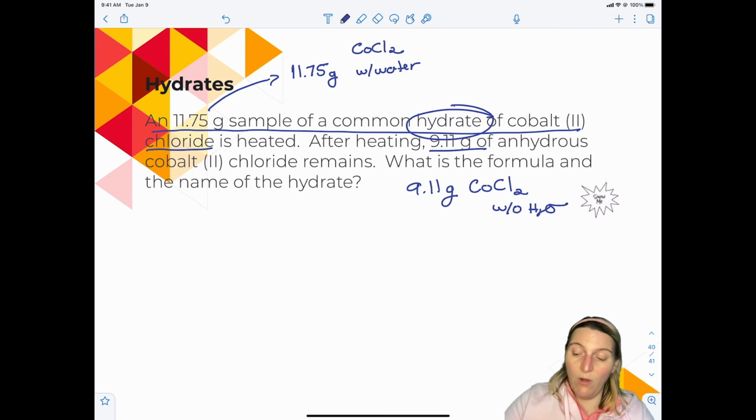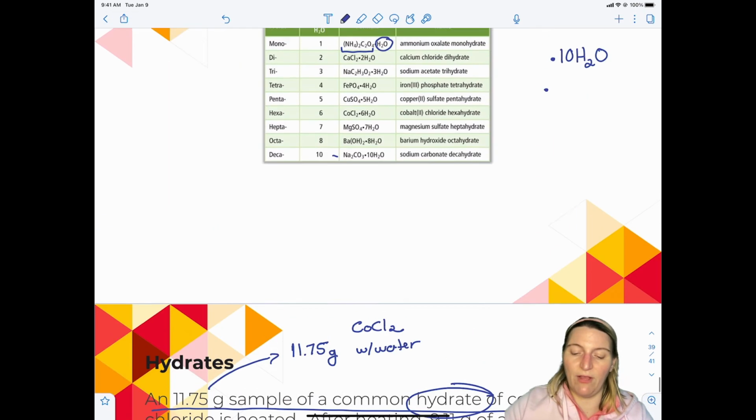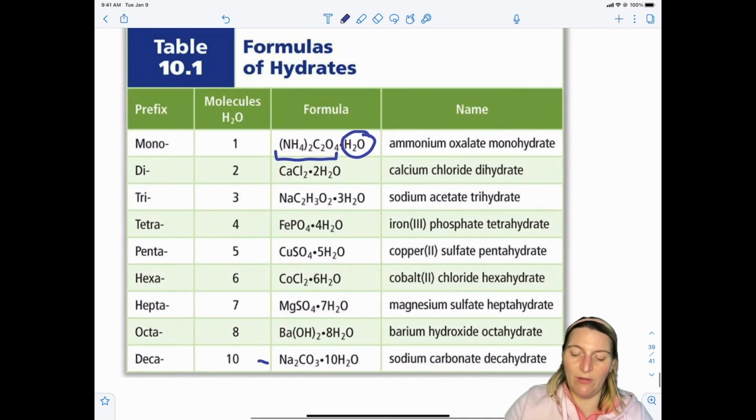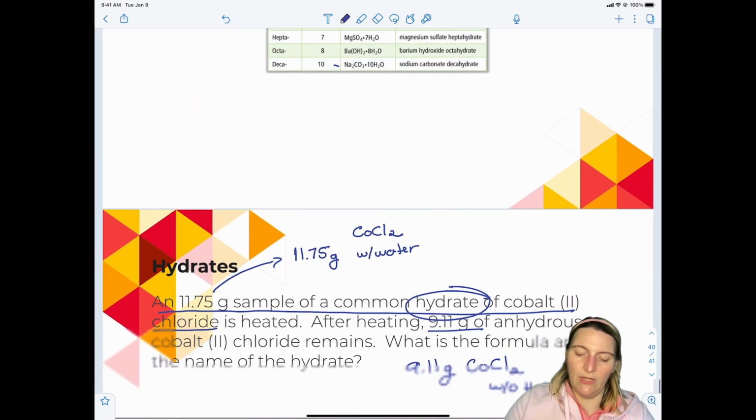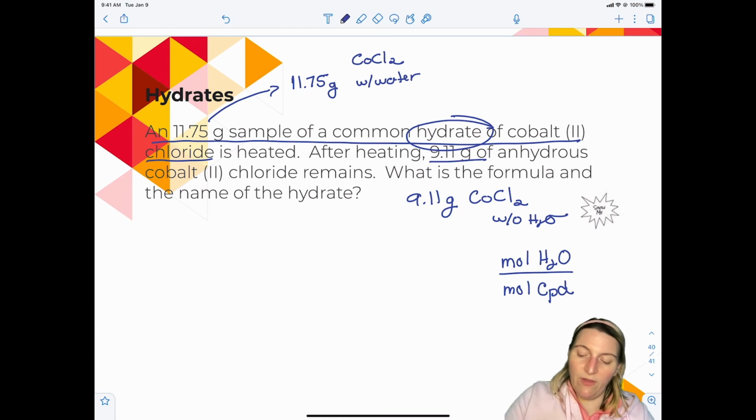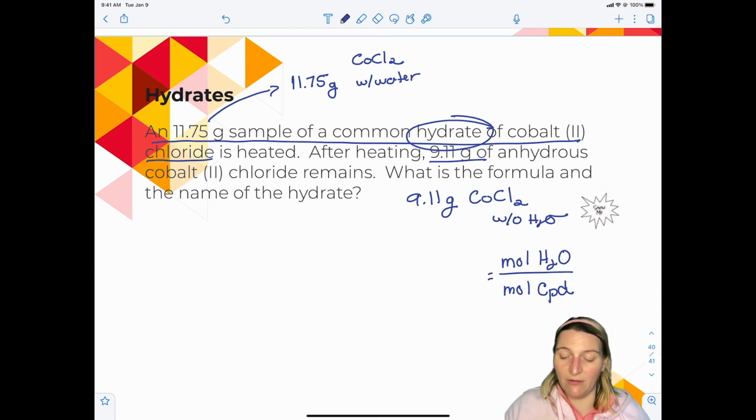So essentially what I want to do is find out how many moles of water there are per mole of the actual compound, right? If I go back to this, that's what this table was showing me. 4 moles of water for every 1 mole of iron 3 phosphate. 5 moles of water for every 1 mole of copper 2 sulfate. So I need to figure that out. So I need to find moles of water and moles of the compound. If I read this, I don't actually know the moles of the water yet.